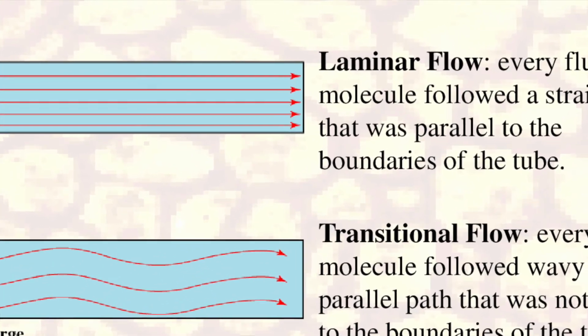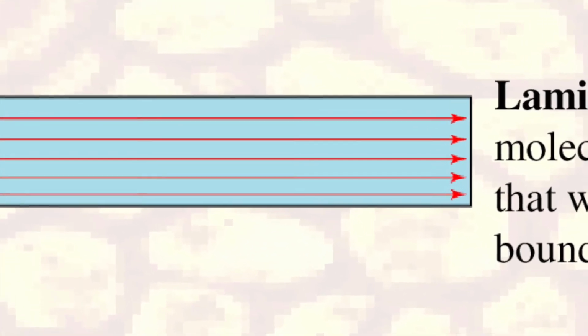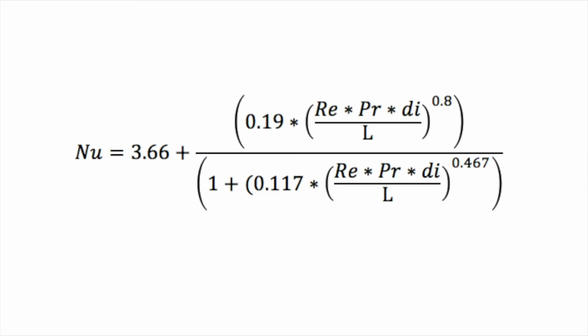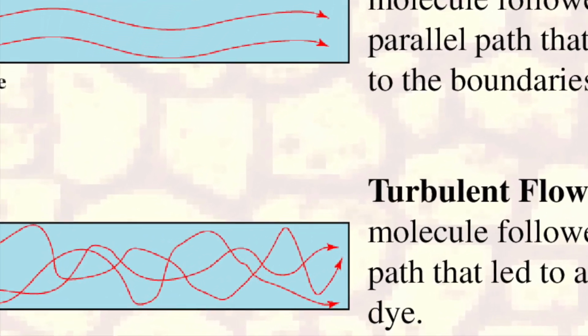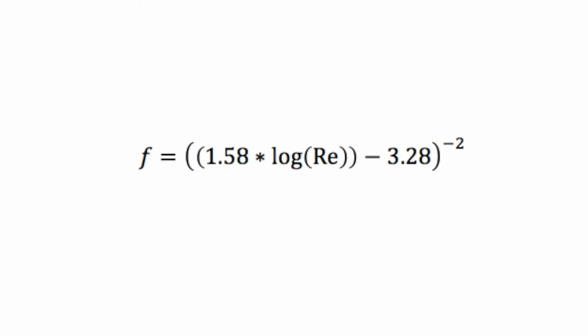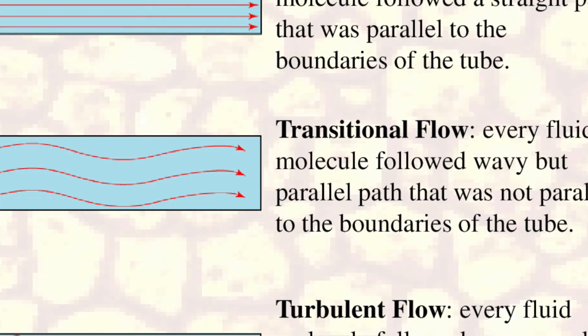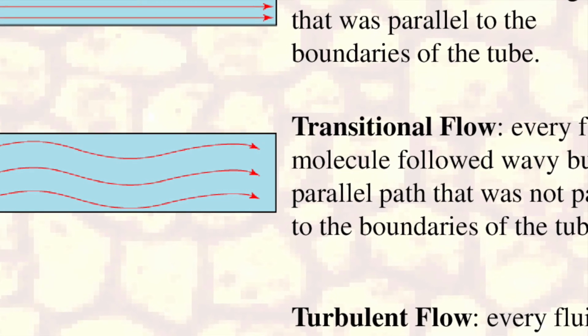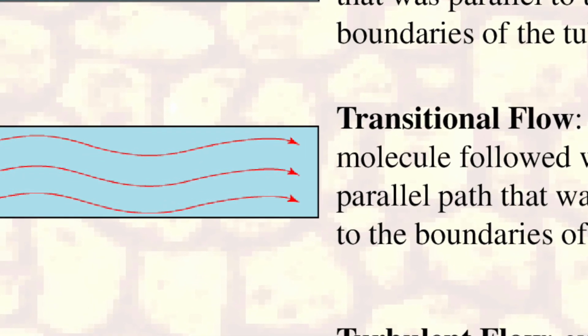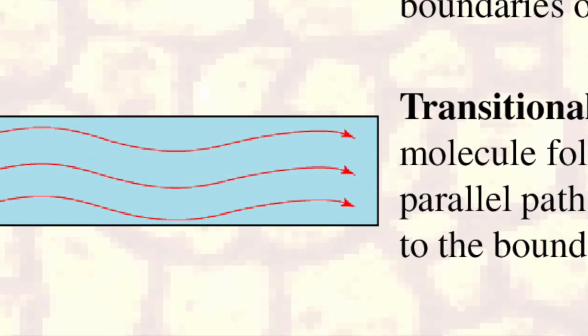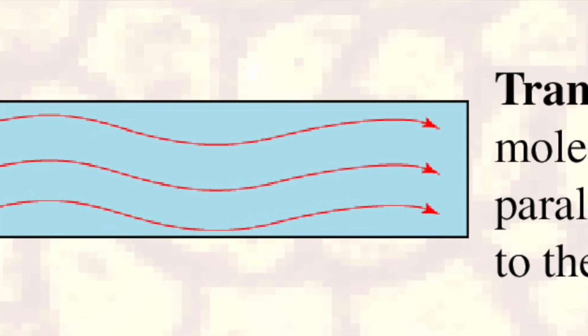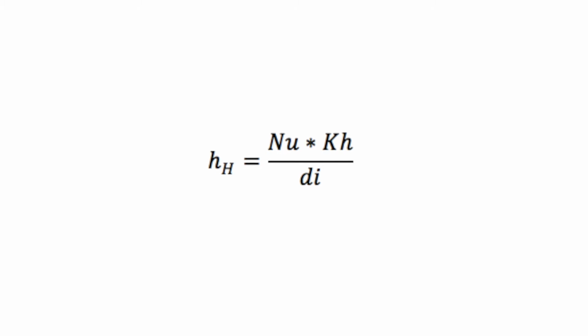For values of Reynolds below 3200, it is considered a laminar flow regime, in which the Nusselt correlation is calculated using the following equation. For values of Reynolds above 4000, it is considered a turbulent flow regime, in which the Nusselt correlation is calculated. For values of Reynolds between 3200 and 4000, it is considered a transitional flow regime, in which the Nusselt correlation is calculated by an average between both laminar and turbulent values. Finally, the heat transfer coefficient for the hot fluid was calculated using the following equation.